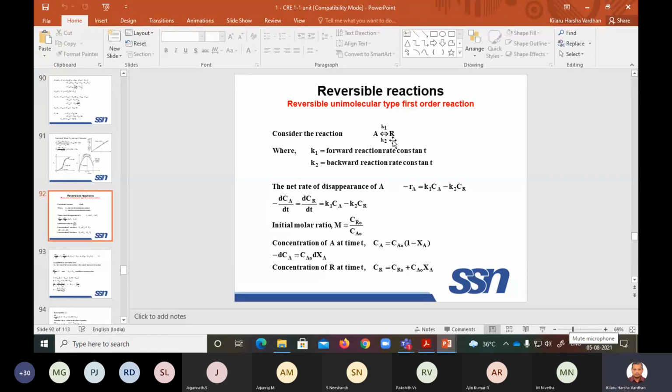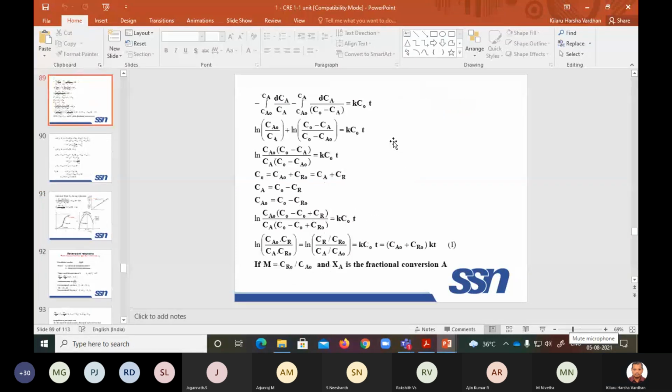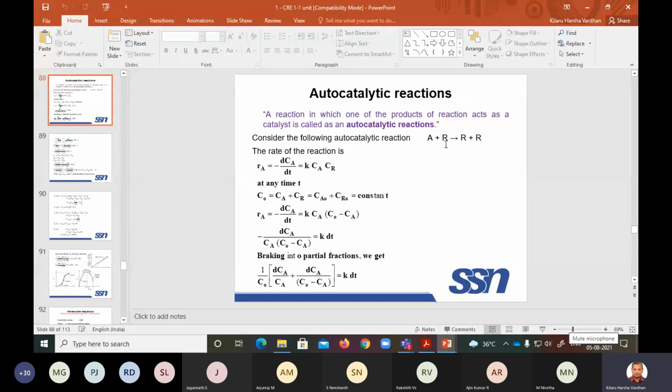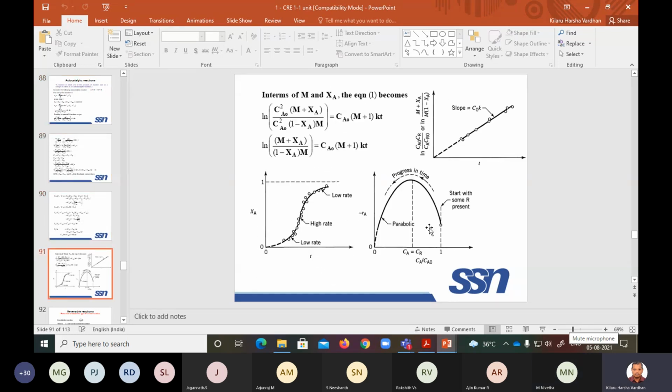But for this type of reaction, an autocatalyzed reaction, some of the R is present. That is why I am putting this as a constant. Here, CR naught will not be 0 because some R should be present. That is why you get this curve, that inversion. That is why it starts with this and then goes down.